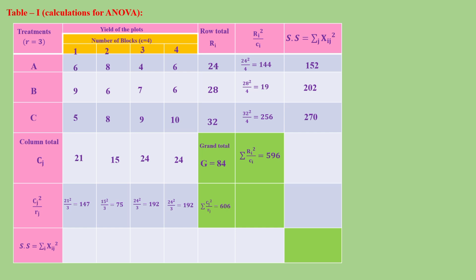6 square, 9 square plus 5 square, 142. 8 square, 6 square plus 8 square, second column, right? 164. Third column, 4 square plus 7 square plus 9 square, 146. Then last fourth column, 6 square plus 6 square plus 10 square, 172. Then sum of squares. So sum of xij square, that is equal to 624. Next you have to find the correction factor G square by n, that is 84 square by 12, that is equal to 588.